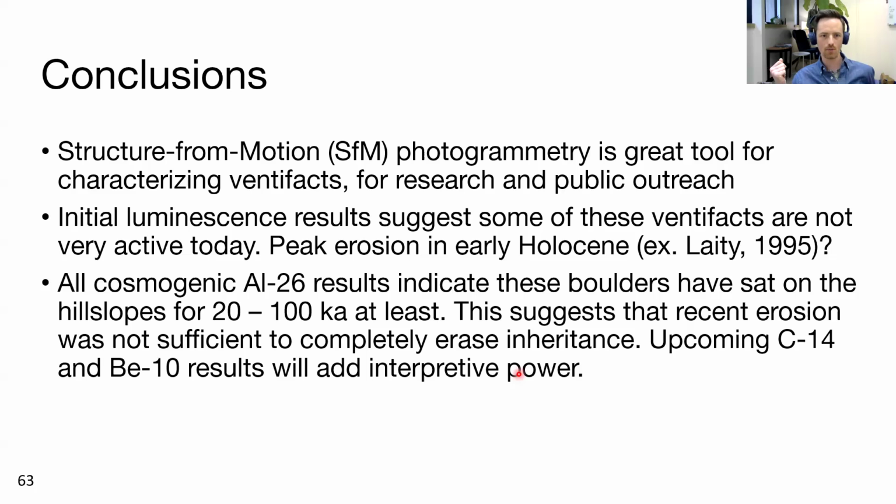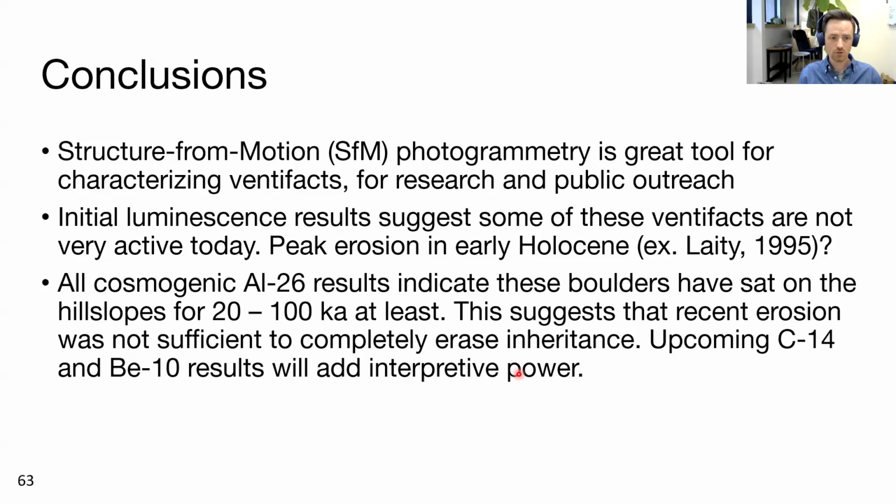Structure from motion photogrammetry is a great, cheap tool for characterizing surfaces like this, both for research purposes and public outreach. The initial luminescence results that we have suggest that at least the ventifact I showed you and one that I didn't show you don't seem to be actively forming today. This is consistent with the idea that some have for Southern California deserts, that maybe peak ventifact erosion was happening in the early Holocene, and it has decreased substantially since then.